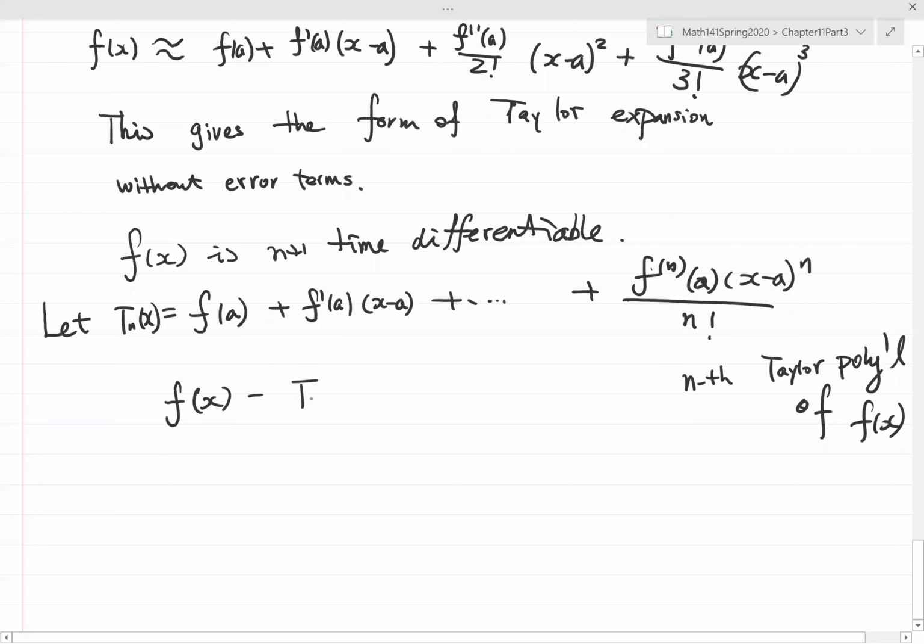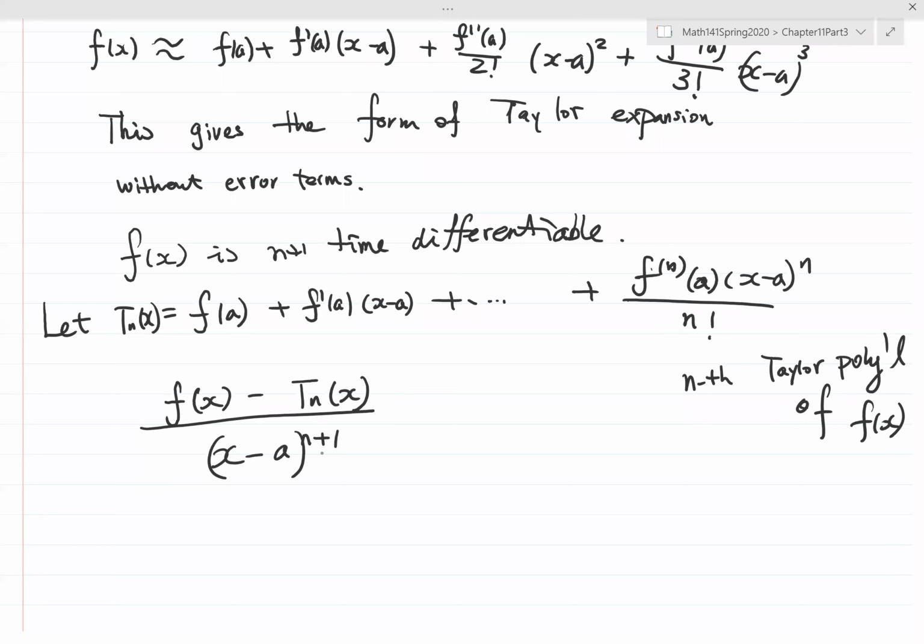f(x) minus T_n(x). Now we want to find how big it is. We compare it with (x minus a) to the power n plus 1. Now, for instance, we can use the Cauchy Mean-value theorem.